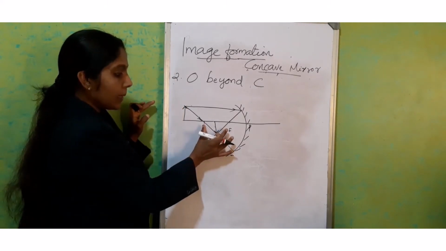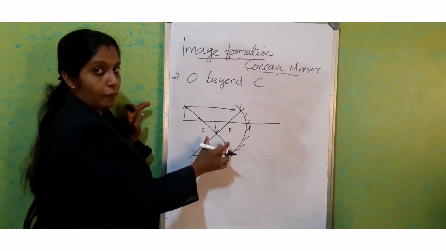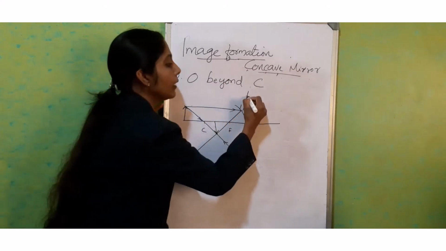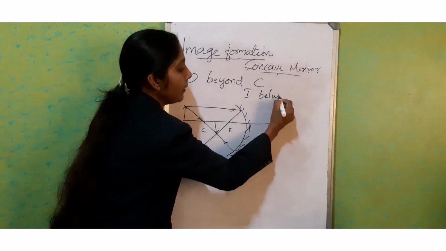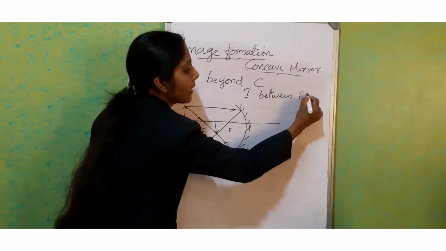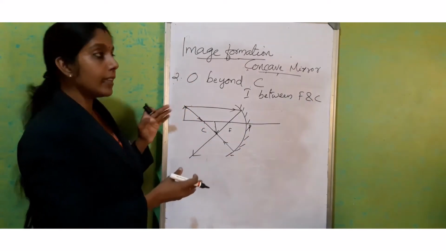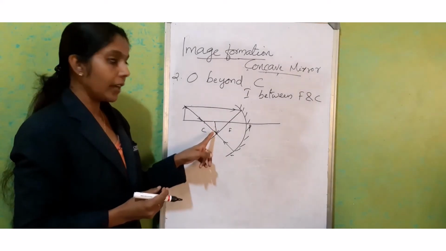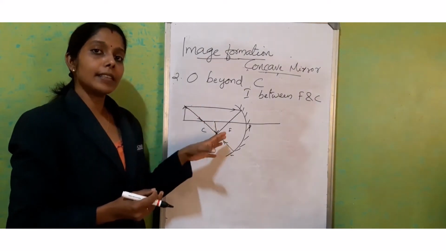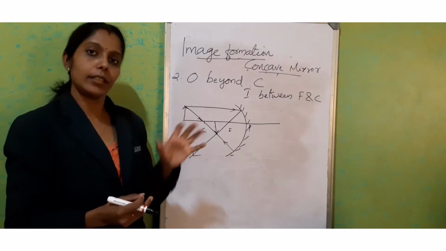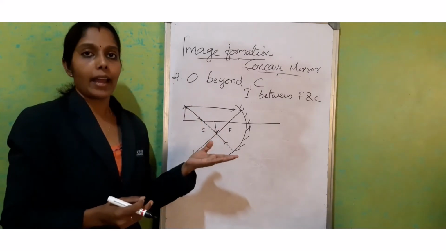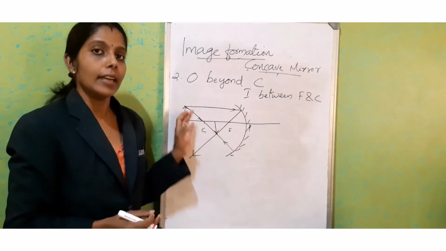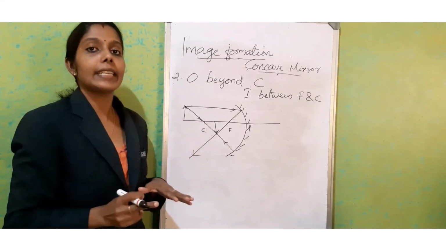And the position is between center of curvature and the focus. We get the object beyond the center of curvature and we got the image between focus and center of curvature. If you see the characteristics of the image formed, it's also real, inverted, and comparing with the first case, it got increased in size. This is also small in size, but comparing with the first case, when the object was at focus, it slightly increased the size.